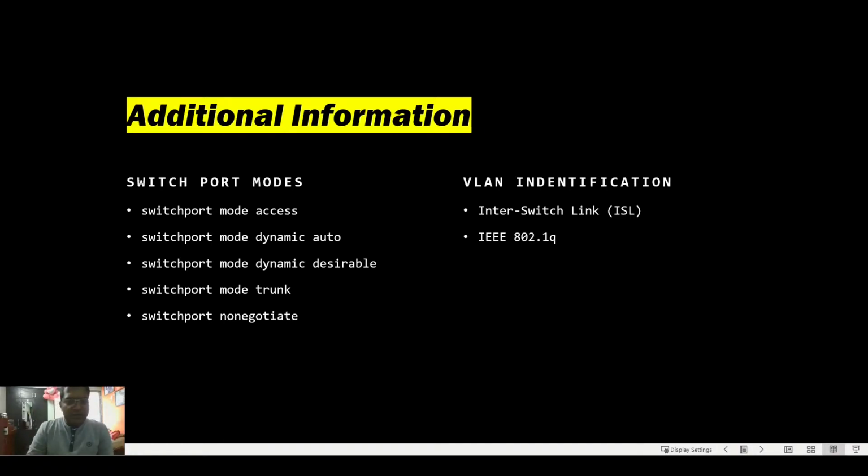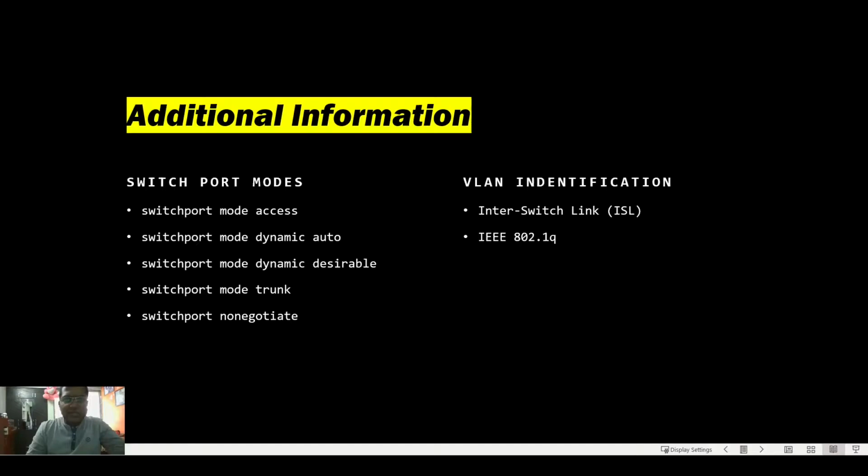Moving on to some additional information, there are a few switch port modes that we need to discuss. First is switchport mode access. This puts the interface into permanent non-trunking mode and negotiates to convert the link into a non-trunk link. The interface becomes a non-trunk interface regardless of whether the neighboring interface is a trunk interface. The port would be a dedicated layer 2 access port.